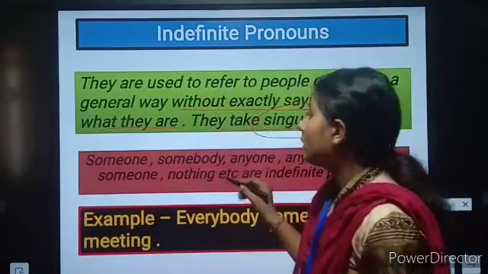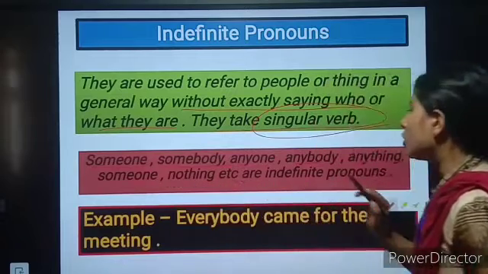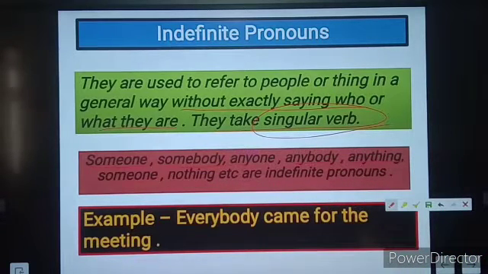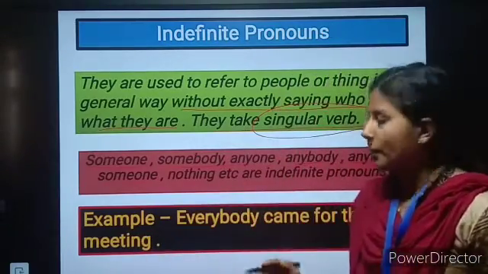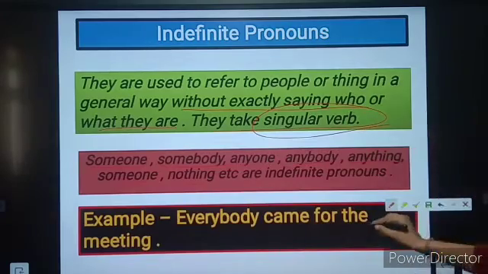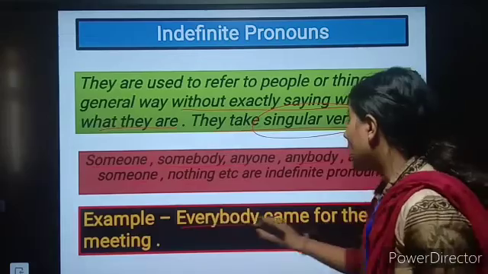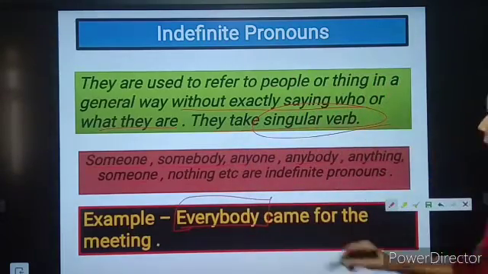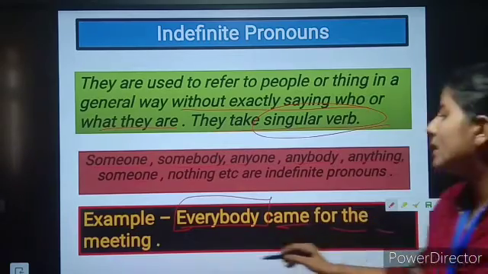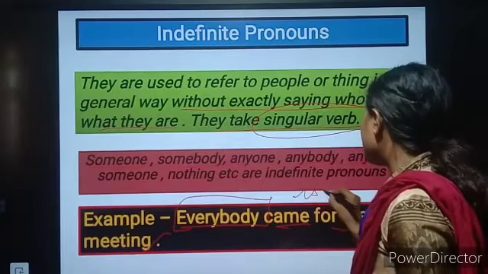Okay, somebody, anything, someone, nothing. So these are the indefinite pronouns. Means they refer to the people or things in general. They don't specify. Clear? Now moving to the next, the example of indefinite pronoun. Okay, everybody is an indefinite pronoun. Everybody came for the meeting. Clear? Everybody is present in the meeting.